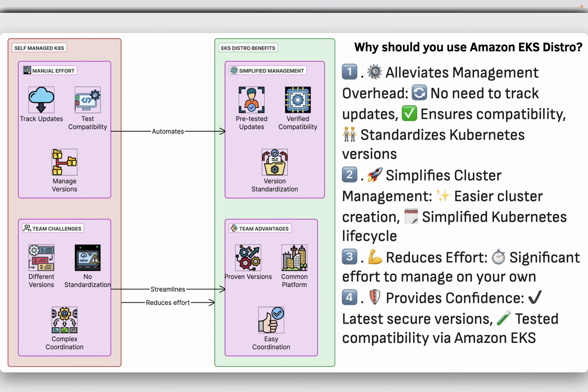So why should you use Amazon EKS Distro over building and managing Kubernetes by yourself? Amazon EKS Distro alleviates the need to track updates, determine compatibility, and standardize on a common Kubernetes version across distributed teams. This makes it easier for you to create clusters and manage the Kubernetes lifecycle. While you may be able to do this on your own, it takes significant effort. EKS Distro provides you the confidence of the latest secure versions tested for compatibility through Amazon EKS version support.